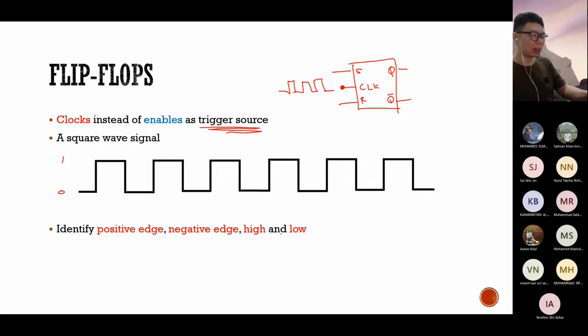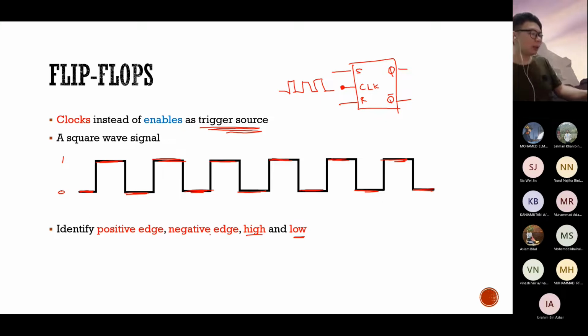So let's talk about the high and low first. This is the straightforward one. These are the low part of the signal. The low part is where the clock goes to logic 0. What about the high level? High level is the opposite one. It is when the clock is at logic high.